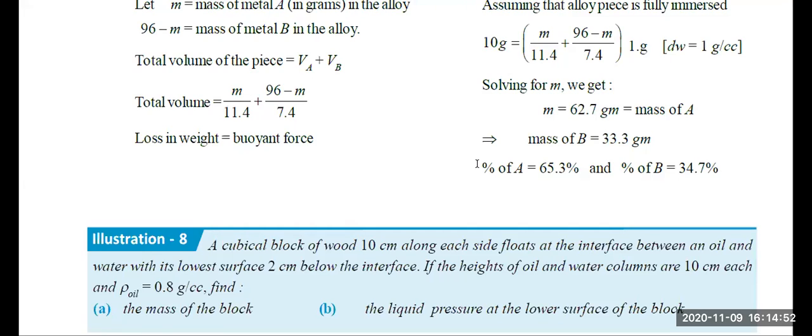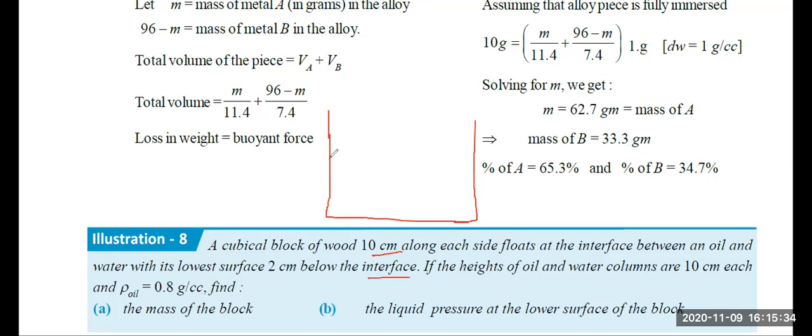Okay, so I guess all of you have already gone through the problem. Let's see step by step. Now think about it. A cubical block of wood 10 centimeter. Try to imagine the question; in physics, if you imagine the question, things will be easier. So what is the problem? Suppose we have this container, and in the container we have oil and water.